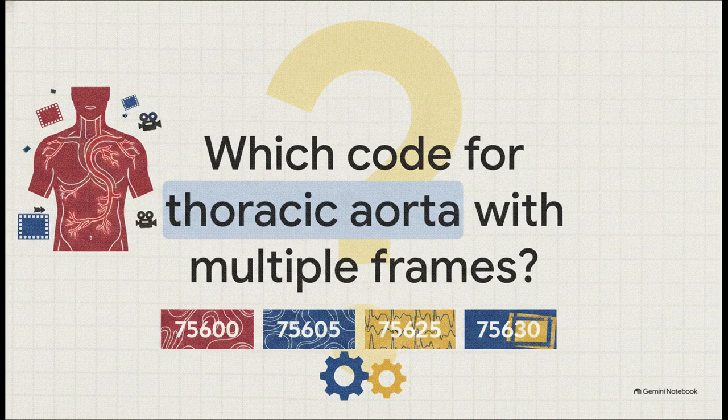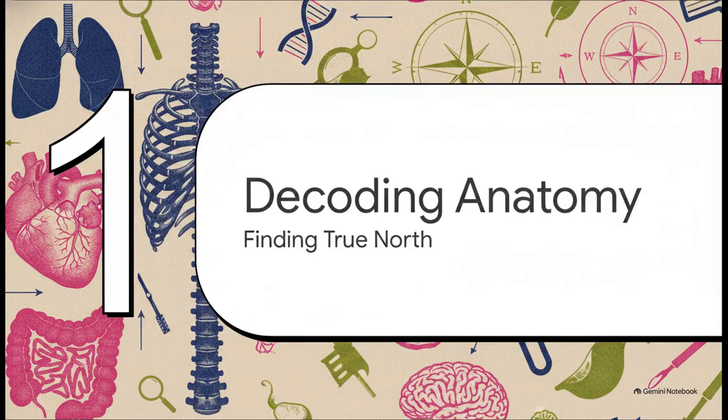Now, I know when you're staring at a list of codes like this, they can kind of all start to blur together. But the absolute secret to nailing this every single time, you've got to isolate the variables. In this case, we have two main ones: the specific anatomy being imaged and the specific imaging technique they're actually using. Section 1, Decoding Anatomy and Finding True North.